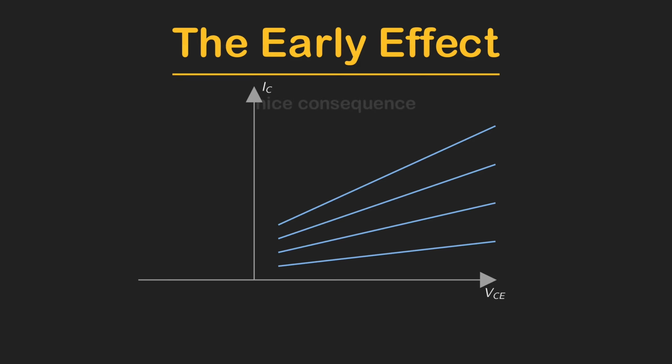There is a nice consequence of this. If you extend all of those sloped active lines backward, they meet at one single negative voltage on the axis. That voltage is the negative of what we call the early voltage. And from it, you get a finite output resistance, which is roughly the early voltage divided by the collector current.